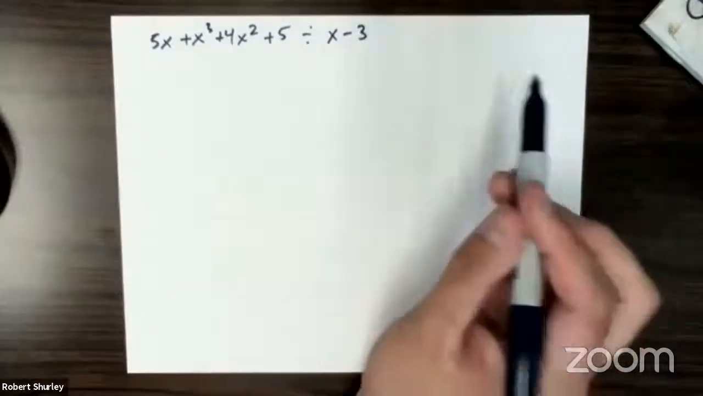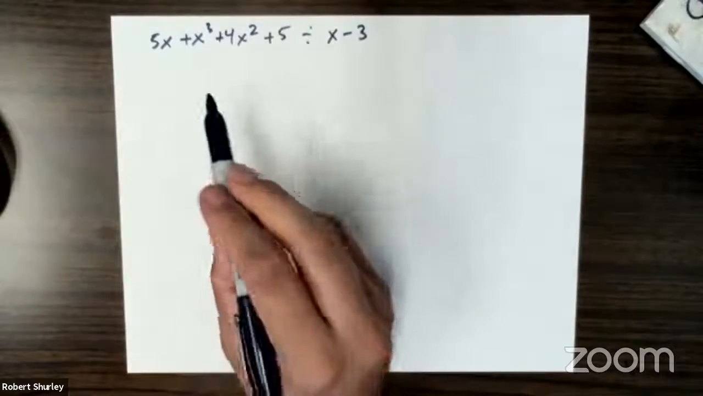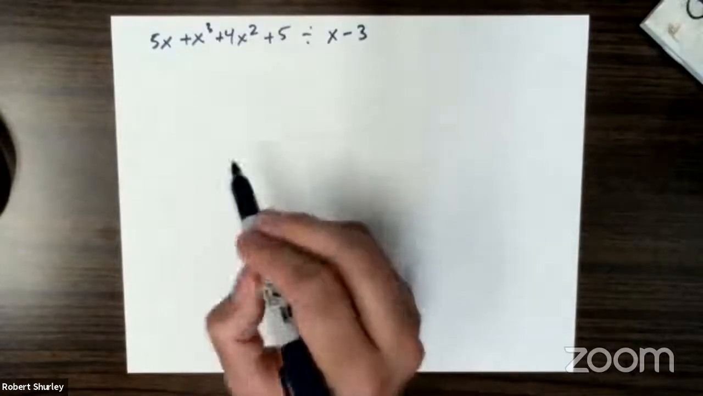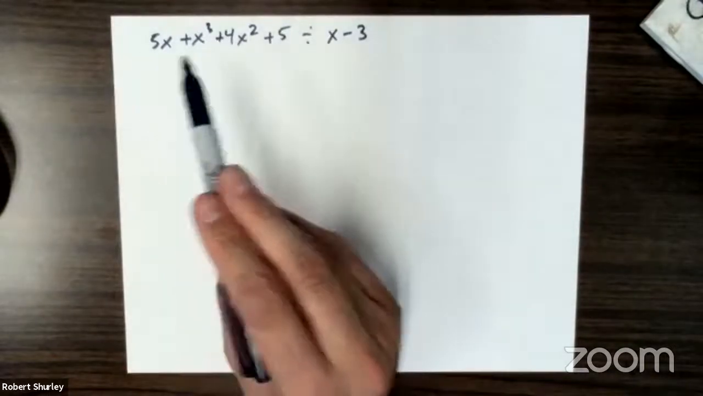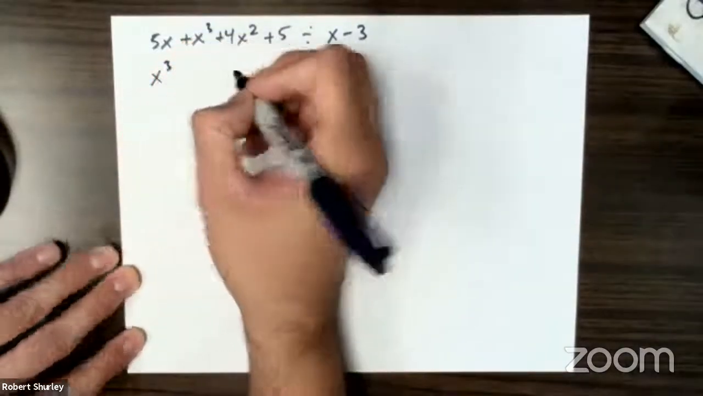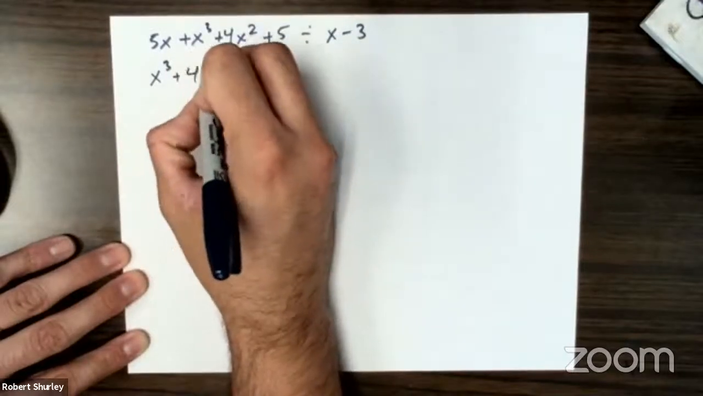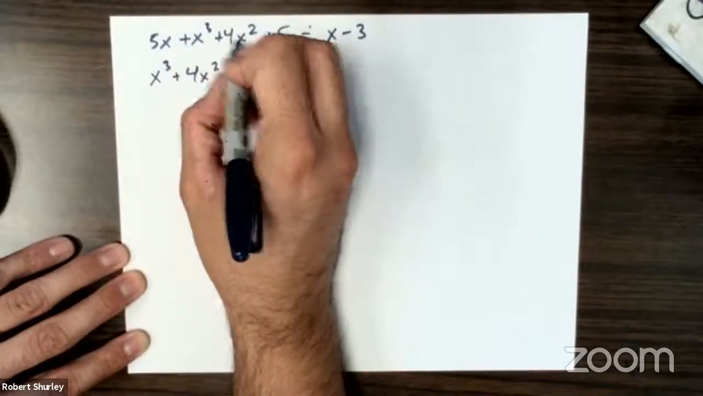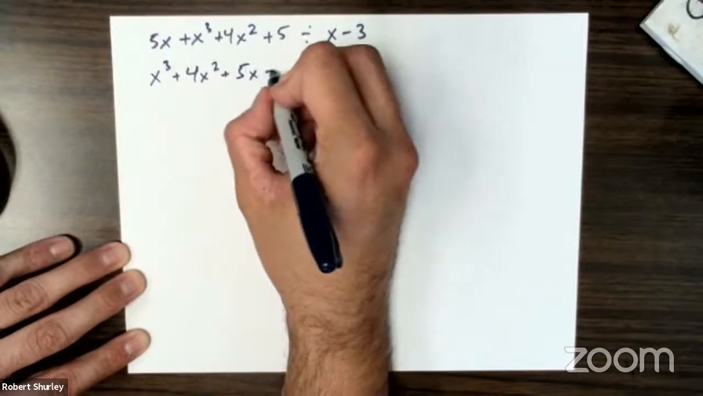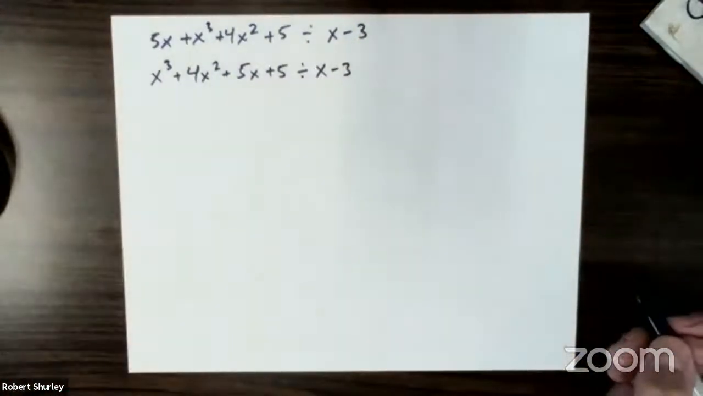And before I can even get started, I have to write this in descending order. Because when you write that synthetic kind of L bracket, it has to be written in descending order as we go down. So I'm going to say this is x cubed plus 4x squared plus 5x plus 5. Now we're still dividing it by x minus 3.